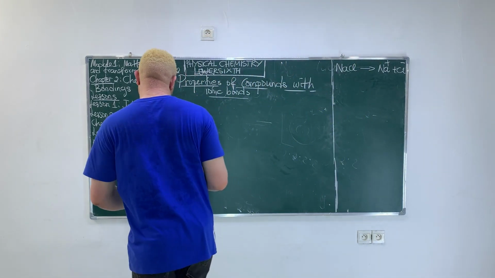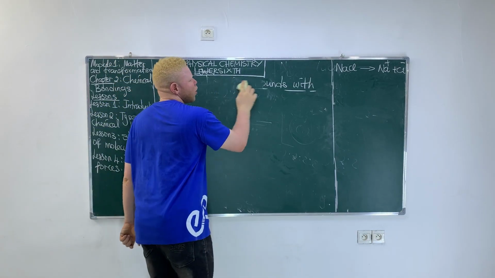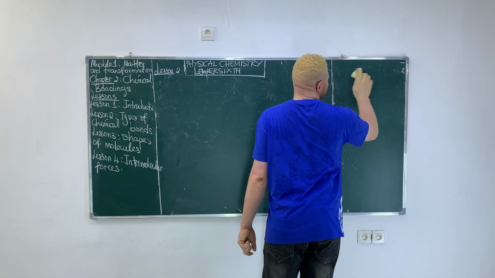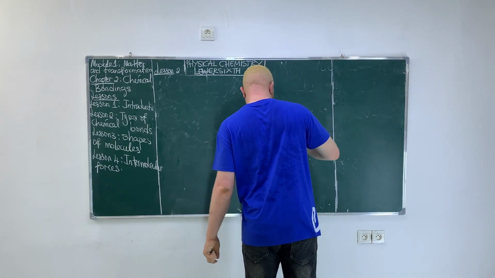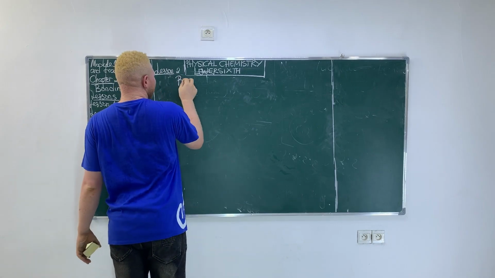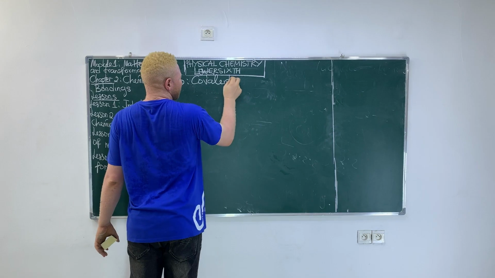So now we are going to go to the other type of chemical bonding, which is covalent bonding. That's B. Covalent bonding.